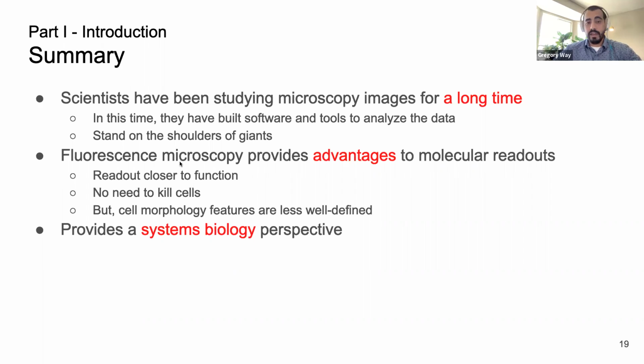Fluorescence microscopy, and microscopy in general, provides advantages to molecular readouts. I might argue that it's a readout that could be a little bit closer to function. There's no need to kill cells for the live cell imaging cases, but there are also definitely some disadvantages. For one, cell morphology features are way less well-defined than molecular features. But nevertheless, they provide a systems biology perspective. So I'll pause there and see if there are any questions.